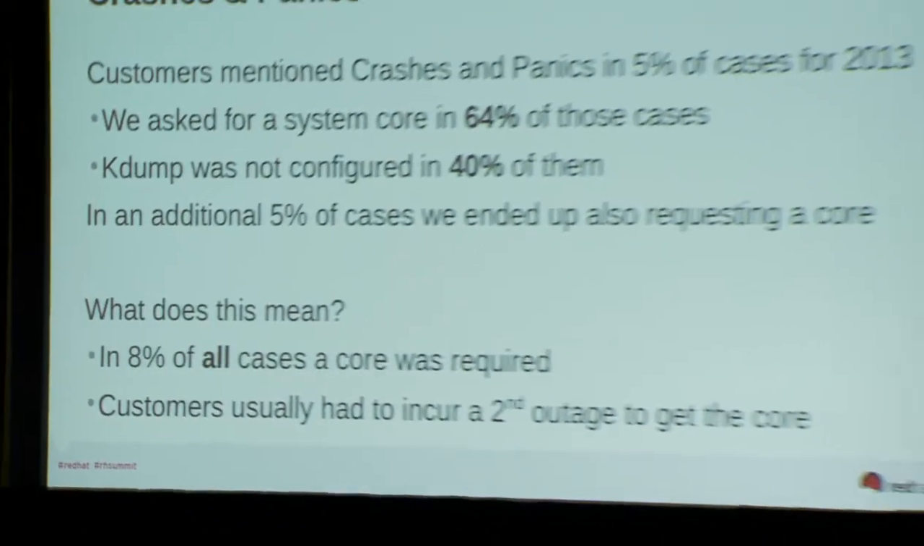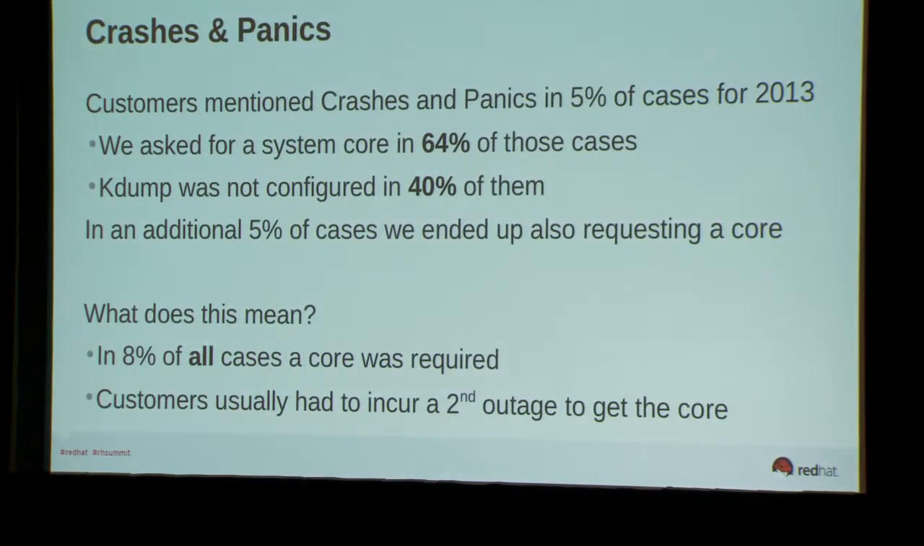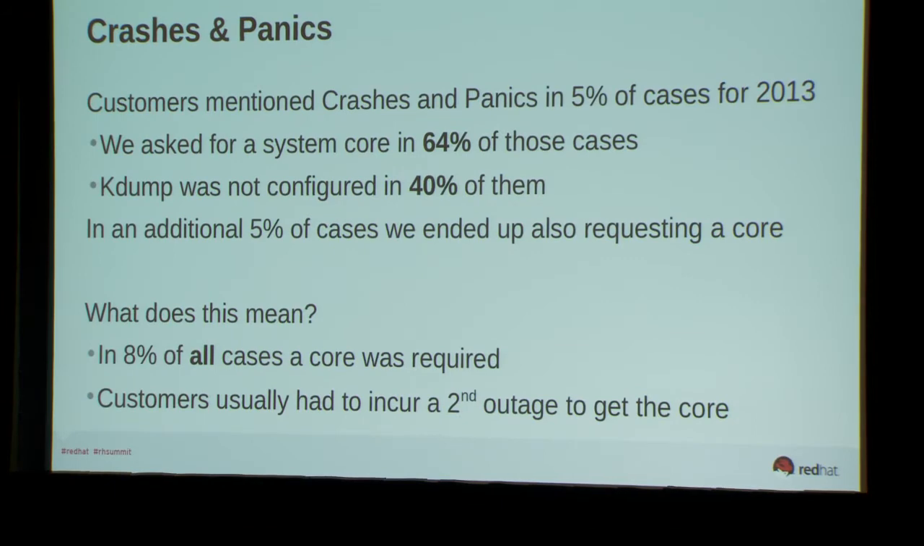All right, so in addition to the 5% of all cases in 2013 where customers said, my system crashed or panicked, there were an additional 5%, so 10% of all cases in 2013, we ended up needing a core. We didn't know right off the bat for the second 5%, but the first 5% was obvious to us. It's system crashed or panicked. There's a 64% chance we need a core in there.